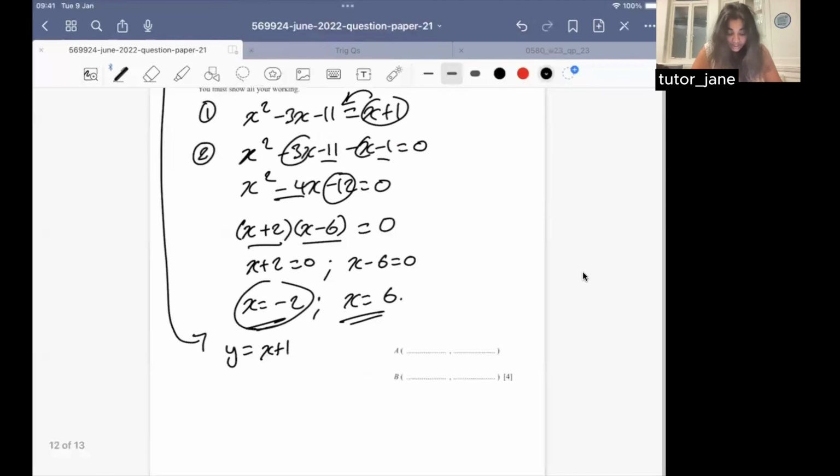So therefore, when x is minus 2, y is minus 2 plus 1, which is minus 1. So here we have our first set of coordinates, minus 2, minus 1. Perfect. Now when x is 6, y is going to be 6 plus 1, which is 7. So our second set of coordinates are 6 and 7.